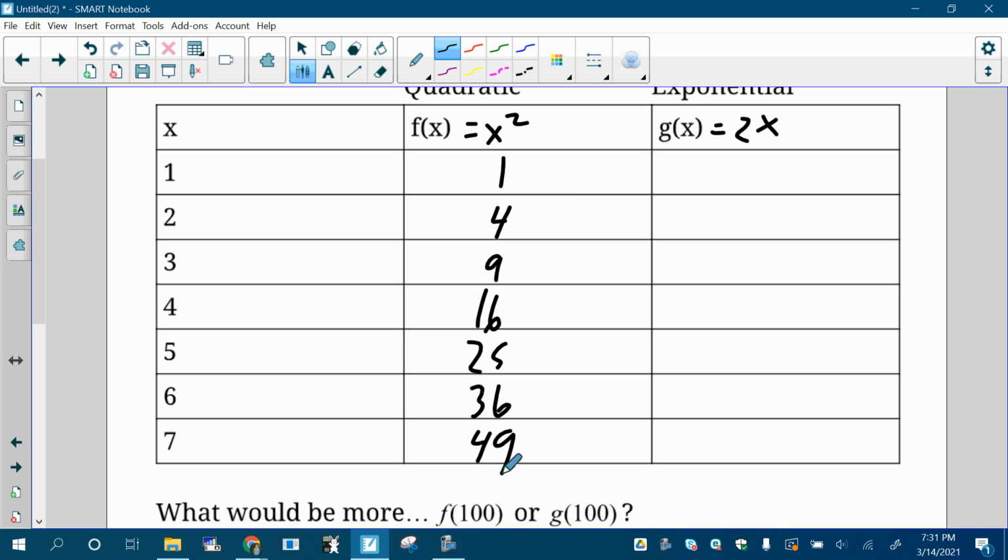And then for 2 to the x, again, not 2 times x, 2 to the x power. What's 2 to the first? 2. What's 2 to the second? 4. What's 2 to the third? 2 times 2 times 2, 8. 16, 32, 64, 128. And what you see here is, while this one starts out very similar to this, they look like they're kind of on the same page, the exponential quickly becomes bigger.